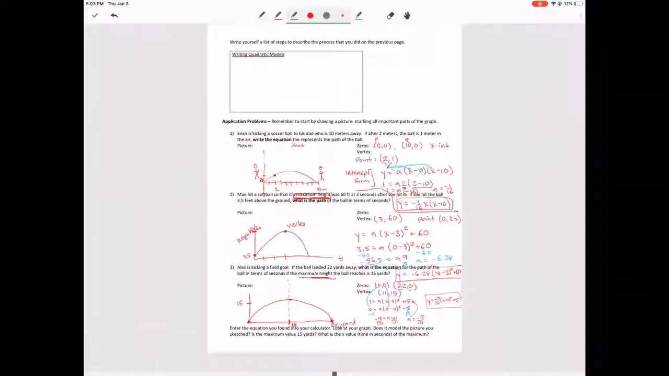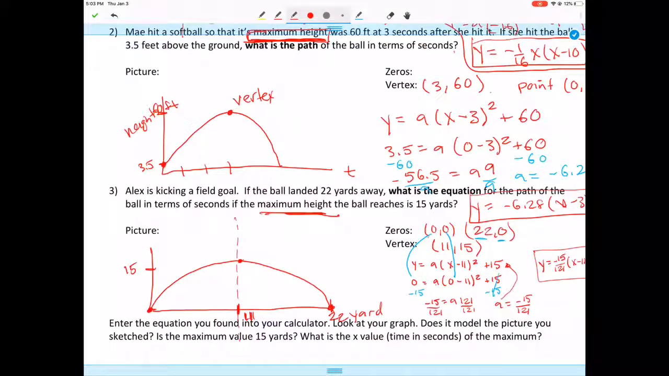All right? So enter the equation you found into your calculator. Look at the graph. Does it model the picture you sketched? Is the maximum value 15 yards? What is the x value, time in seconds, of the maximum? So if you plug that equation into your calculator, you end up finding all of this information as well.